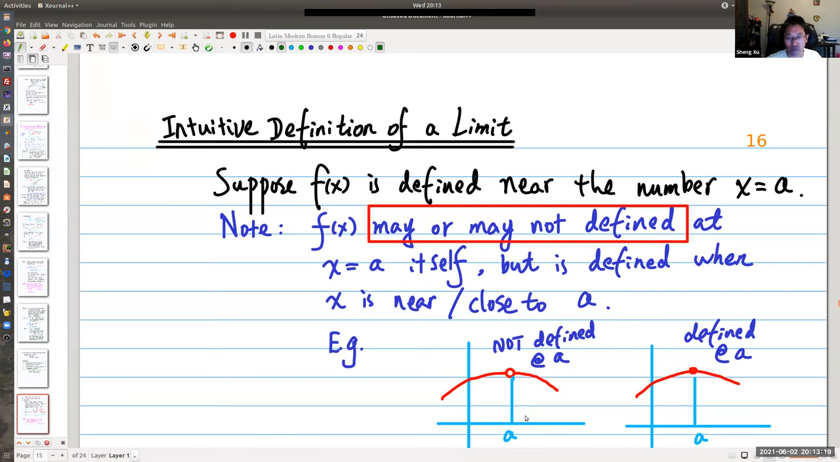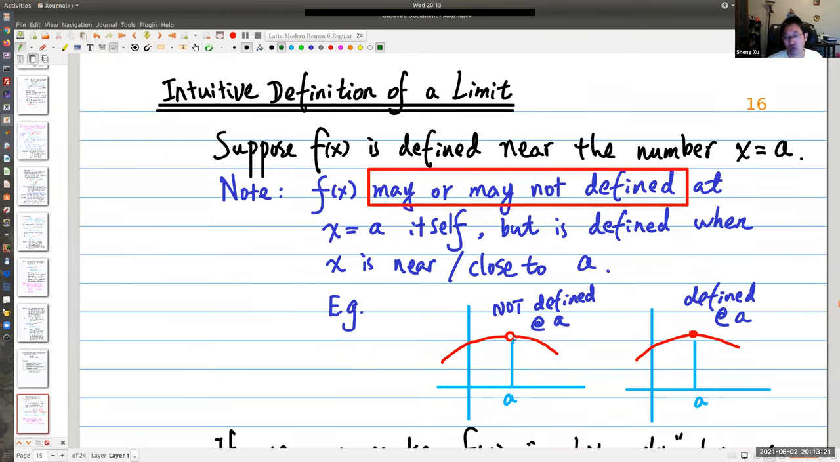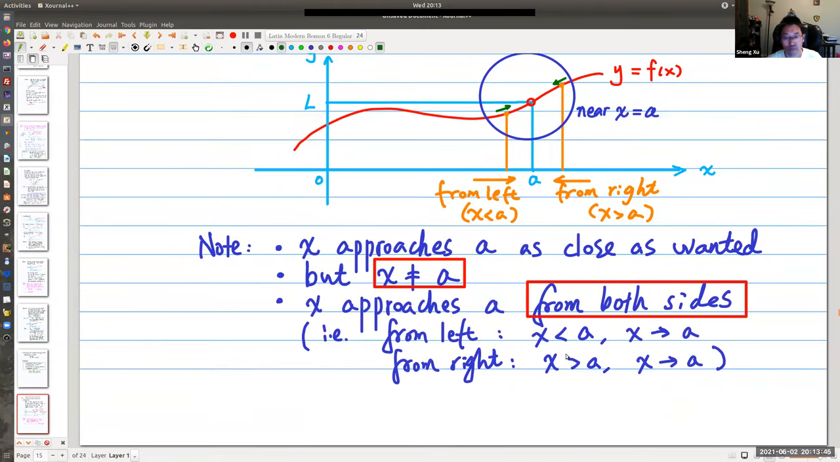So for example, in this first picture here is a hole. The function is not defined at a. But in the second picture here, it is defined at a. Or maybe it's defined at a, but f(a) is a value at a different location. It doesn't matter. What I care about here is when I walk on this line, what's going on here? I don't really step into that x equals a. Keep in mind, x is not equal to a.